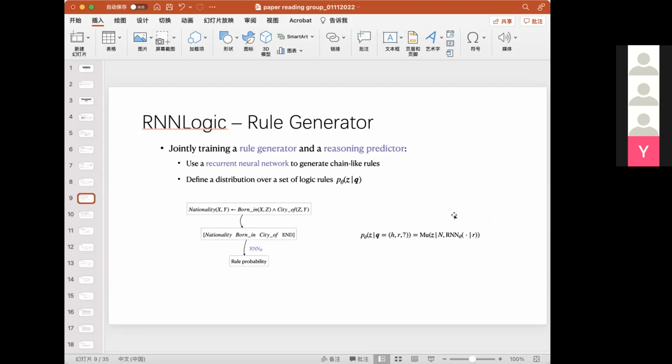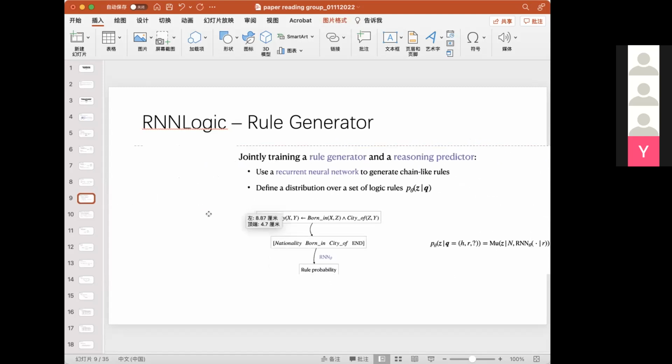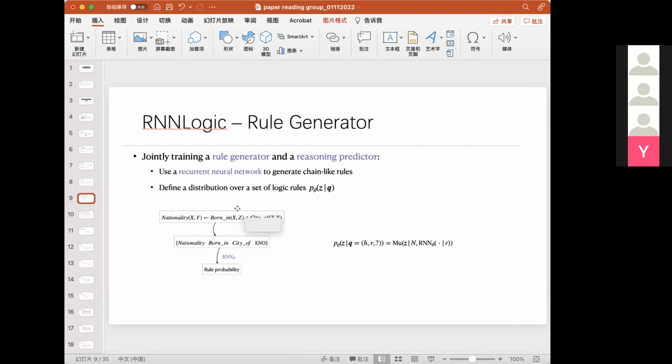So you can regard it as: after I select some high quality rules with the reasoning predictor, we return the sequence of relations to this RN, and then you ask this RN to learn to fit over this.